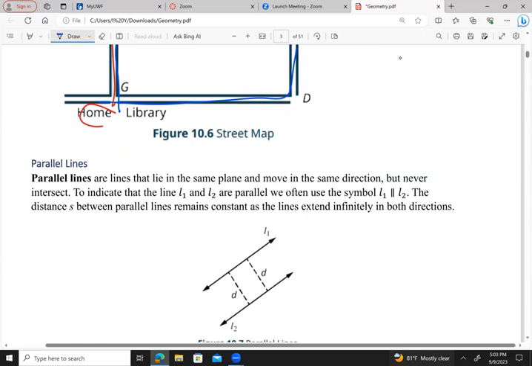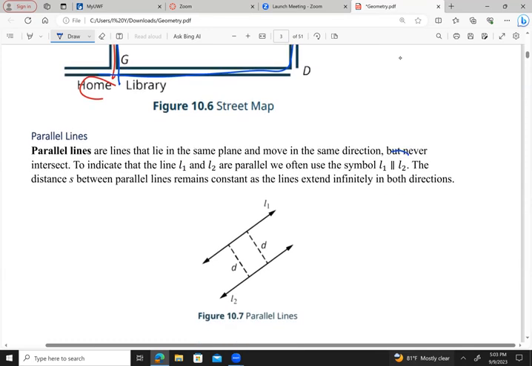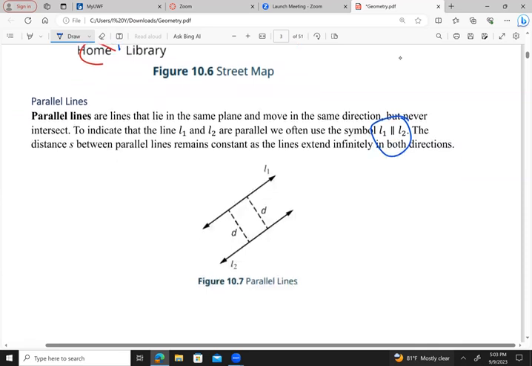Next concept we have is parallel lines, the lines that lie in the same plane and move in the same direction, but never intersect. To indicate that the lines L1 and L2 are parallel, we often use this symbol here. The distance between parallel lines remains constant as the lines extend indefinitely in both directions. So again, parallel lines. Note the distance is the same. It would be the same here as well.